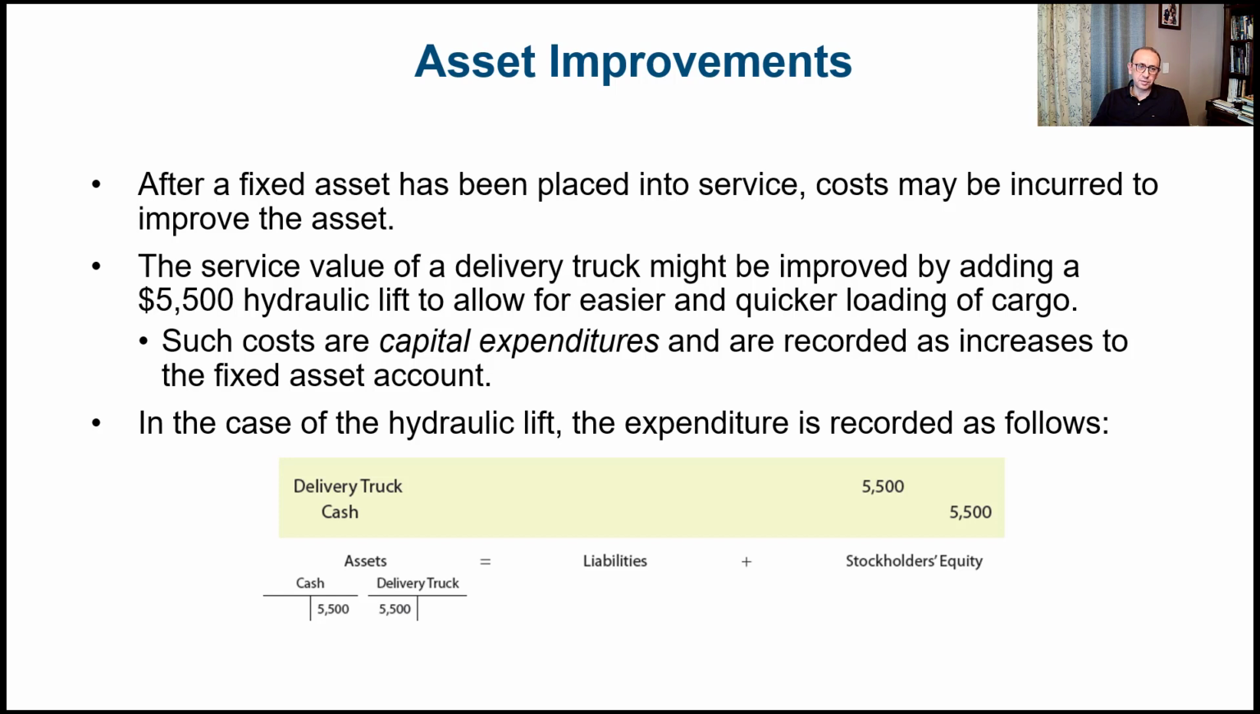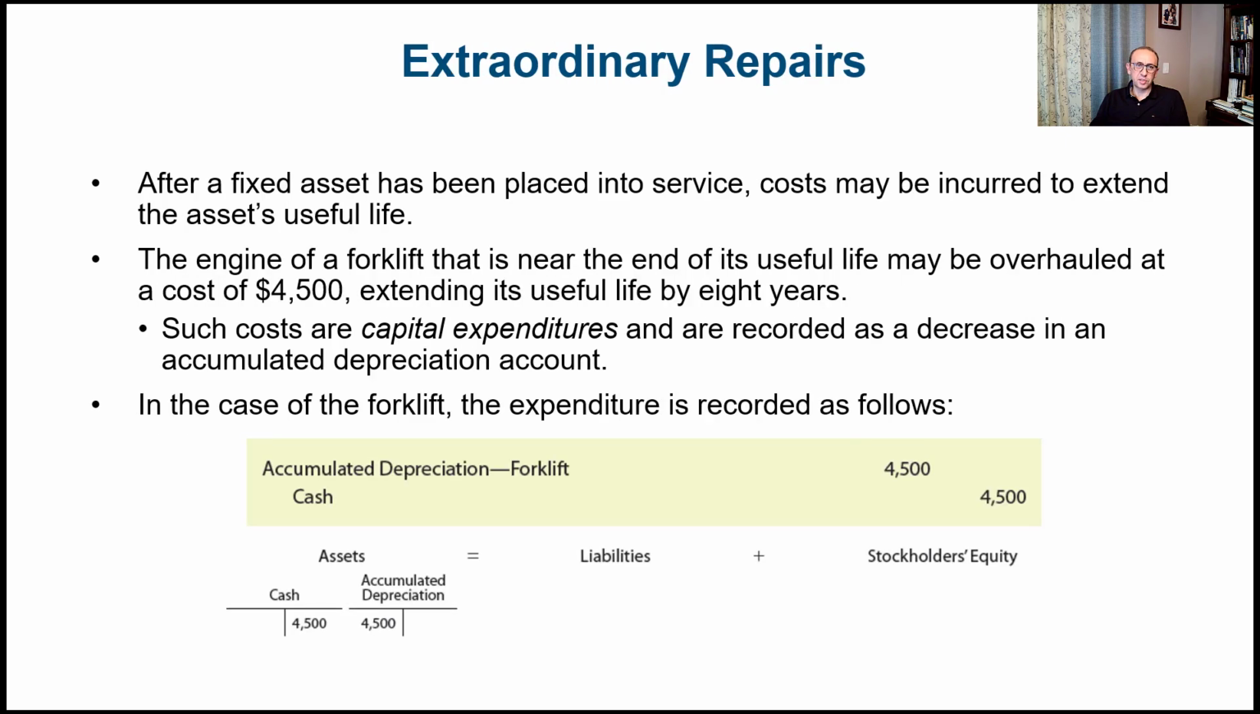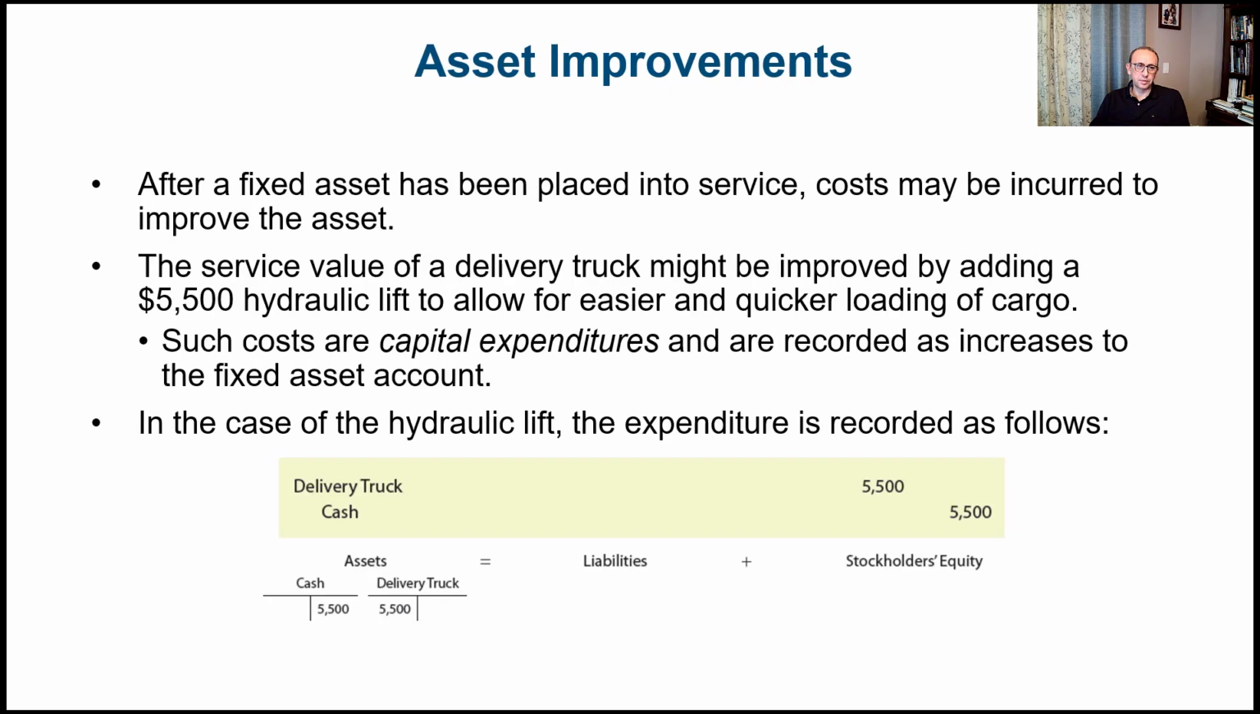We are going to debit the asset itself, not the accumulated depreciation. Why? Because that's an asset improvement. It's not like the previous case where we have extraordinary repair. This is an asset improvement. So we debit delivery truck and we credit cash.